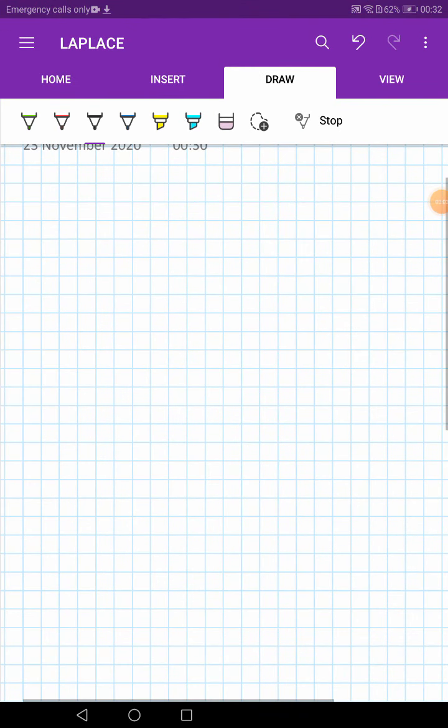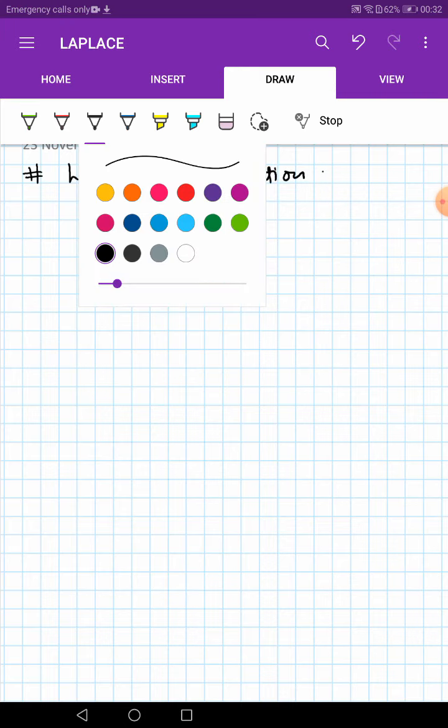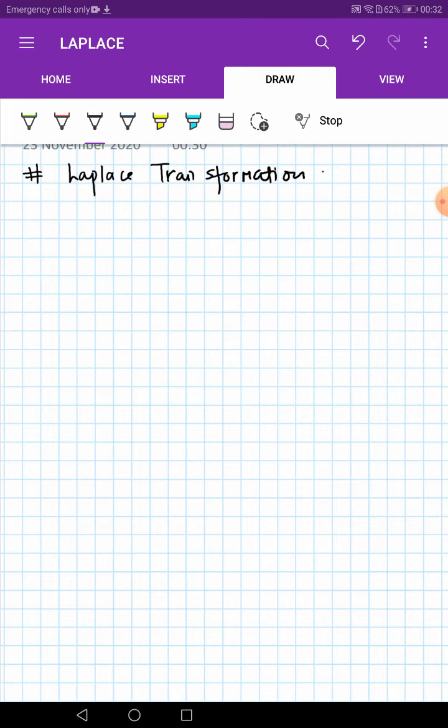So today we will discuss the Laplace transformation. Our topic of discussion is Laplace transformation. So what is Laplace transformation, how it works, we'll see that. First, look at the definition of Laplace transformation.